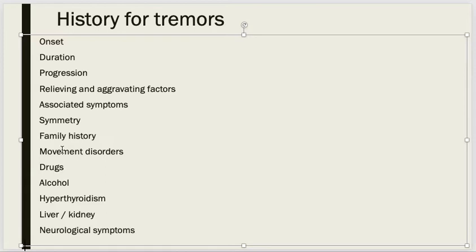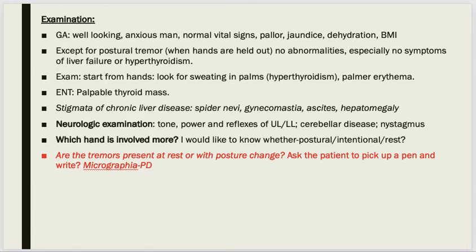In the examination, we simply ask the patient to outstretch their hands, and we observe whether the tremor is at the start of the movement. You can see over here the examination points. Number one, you check the general appearance of the patient, for example, a well looking man or an anxious man. Check the vital signs, any jaundice, any dehydration, and how is the BMI. In hyperthyroidism, the BMI will be less.